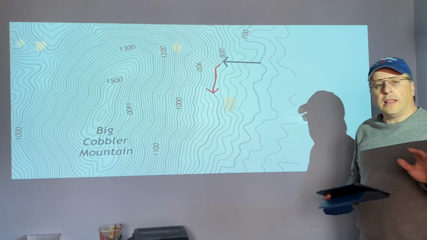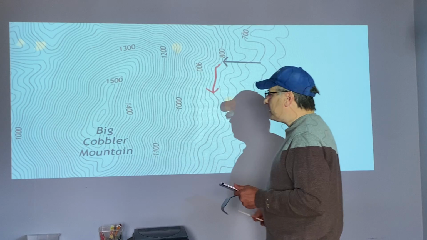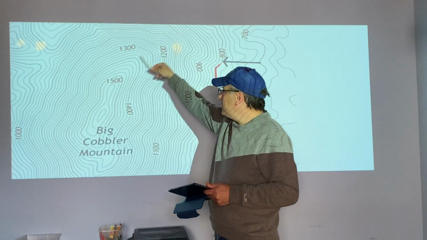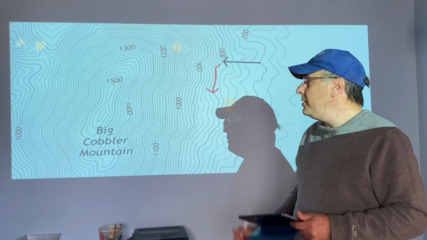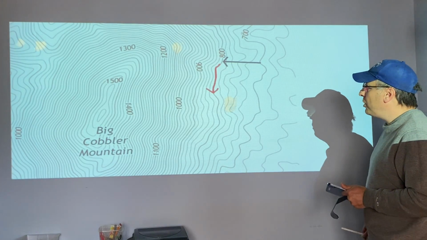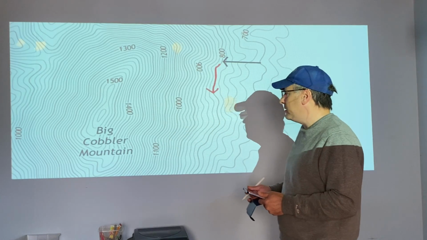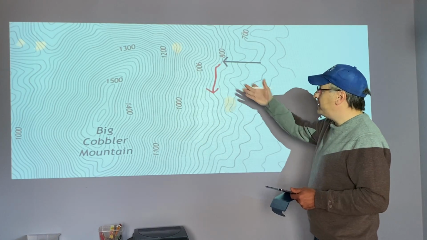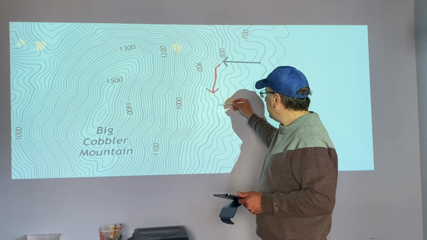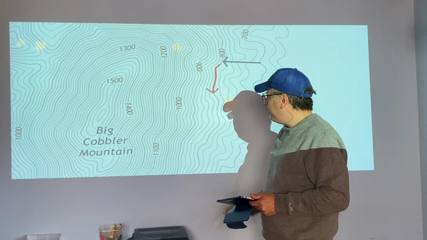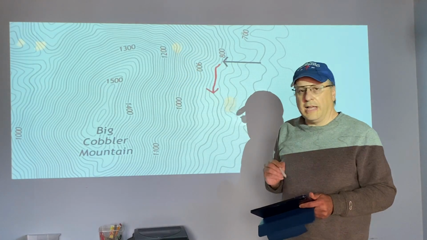Think of these a lot like a topographic map. So if you were out hiking at, let's say, Big Cobbler Mountain, this is a topographic map that you might be able to get on your phone or pick up at the ranger station. And what this shows you is the elevation. This is exactly like equipotential lines. But these are not voltages, these are heights. So everywhere along this line is 800 feet above sea level. Everywhere on this line is 1,200 feet above sea level.